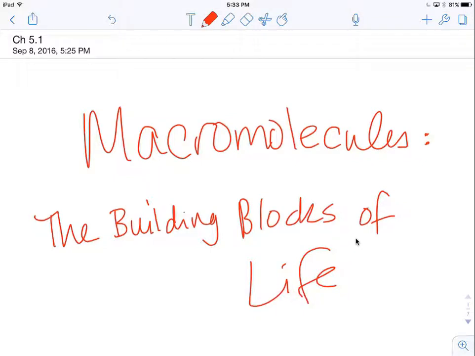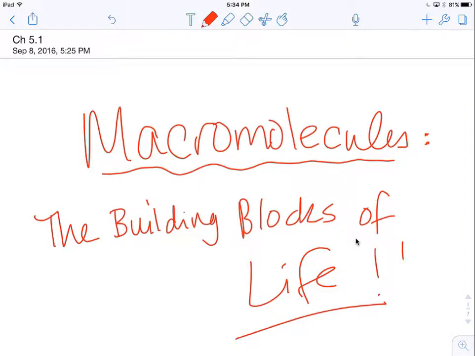Hello, everybody. We have been studying so far in chapters 3 and 4, water and carbon and characteristics of all the things that are organic and that can be used to make up life. So now we're going to start to put those things together and turn them into what we call macromolecules, which are the building blocks of life.